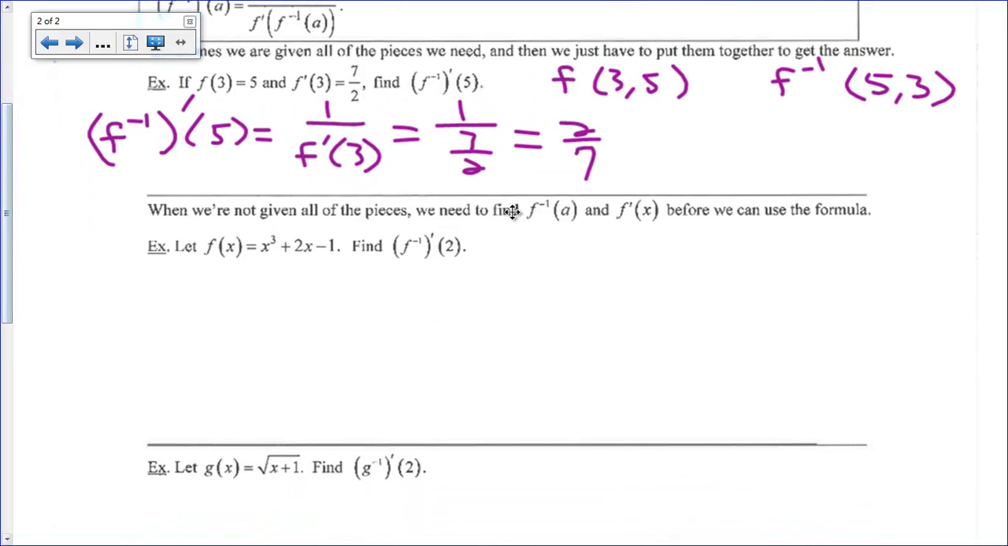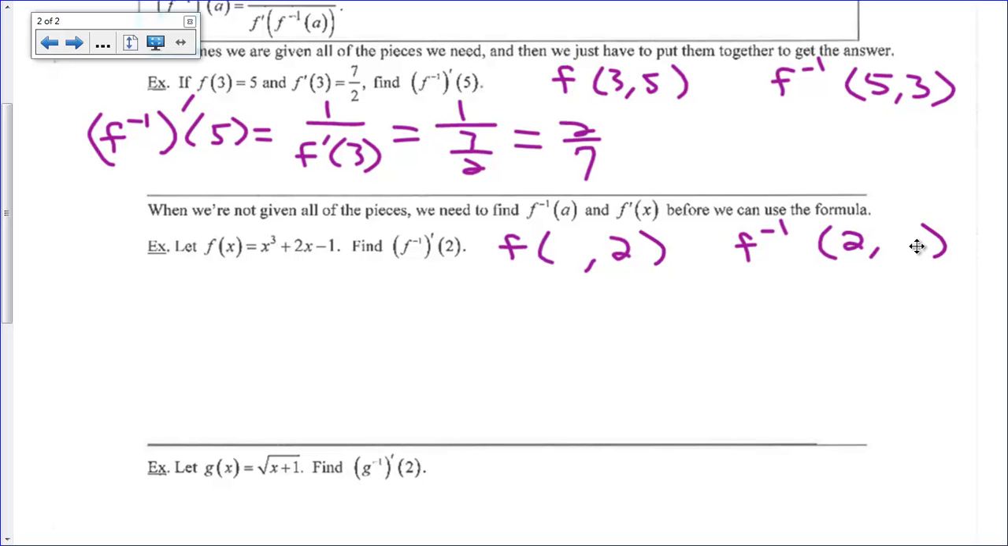Now sometimes we're not given the pieces of information that we need, and we've got to go through and solve and find it. We want to find f inverse prime at 2. And I'm going to say, again with organization, I want to write an ordered pair for f and an ordered pair for f inverse. Now we want to find f inverse prime at the x value of 2. That means that the y value for f is 2. Domain for f inverse is the range for f.